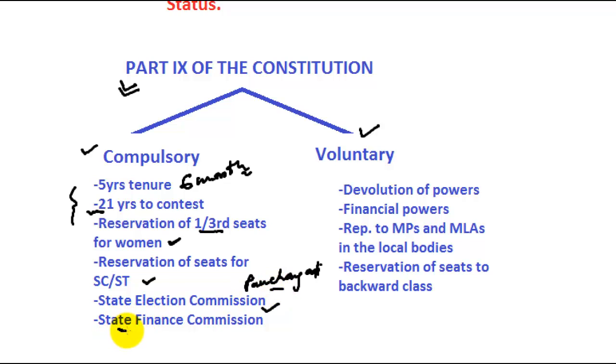The State Finance Commission was also to be formed. It also came under the mandatory provisions, and this State Finance Commission would suggest to the state the distribution of finances between the state and the units of local self-government. Under the voluntary provisions, the devolution of powers was also at the discretion of the state, how much power they were going to devolve to the local units.